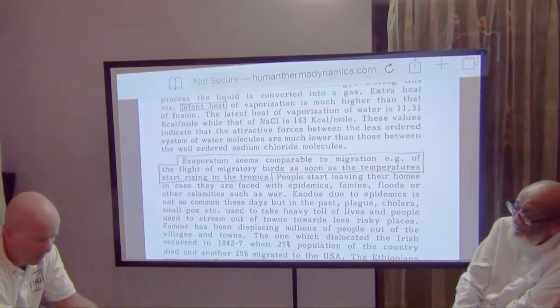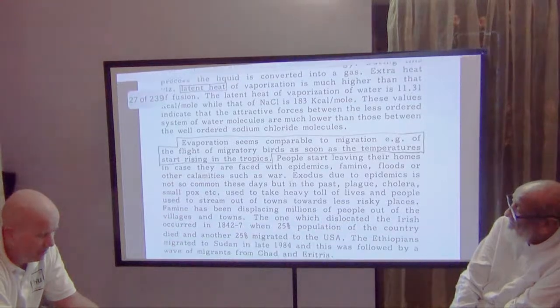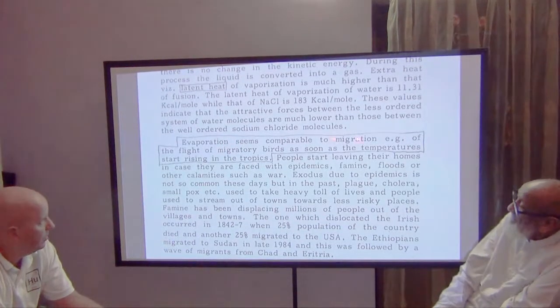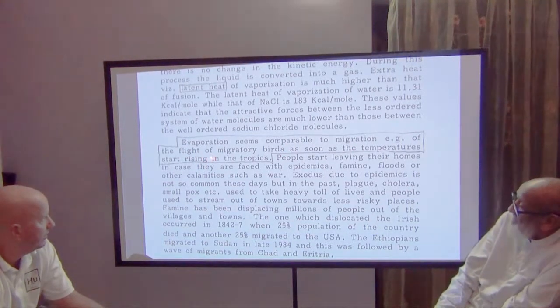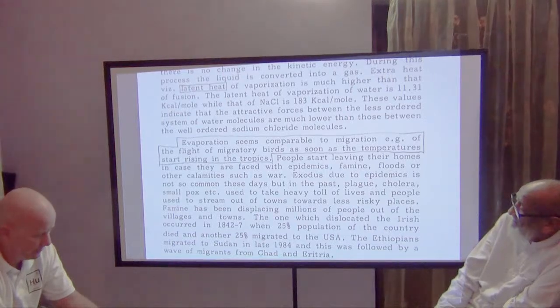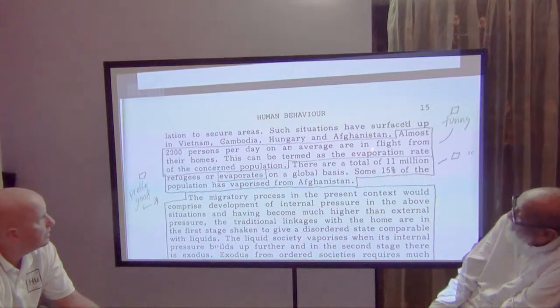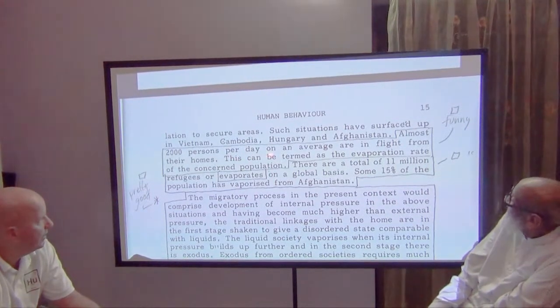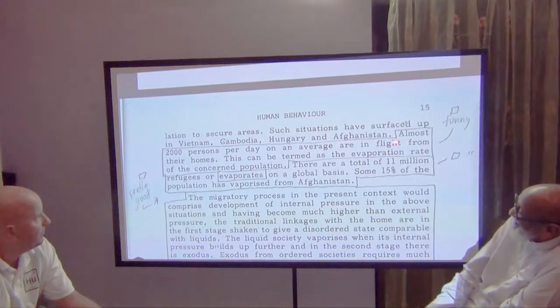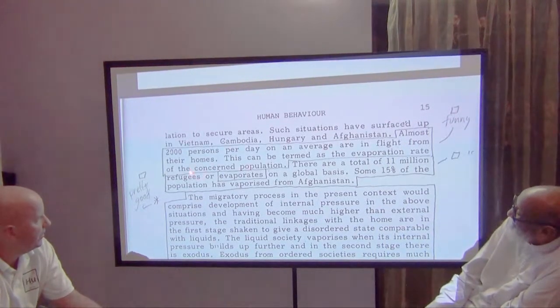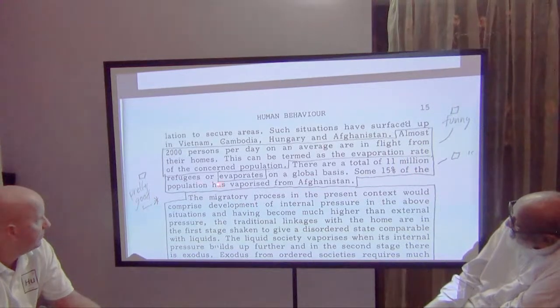Evaporation seems comparable to migration. For example, the flight of migratory birds as soon as the temperature starts rising in the tropics. Almost 2,000 persons per day on average flee from their homes. This can be termed the evaporation rate of the concerned population. There are a total of 11 million refugees or evaporates on a global basis. Some 15% of the population has vaporized from Afghanistan.